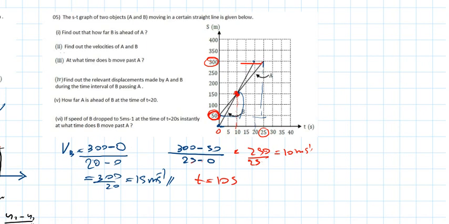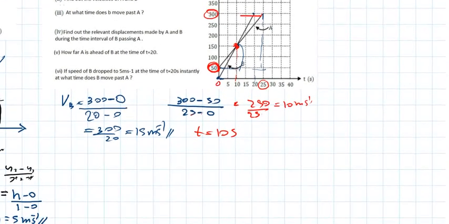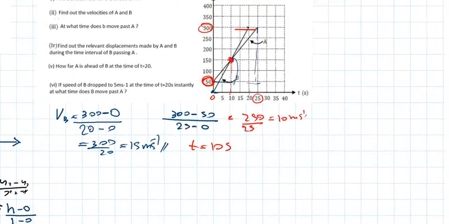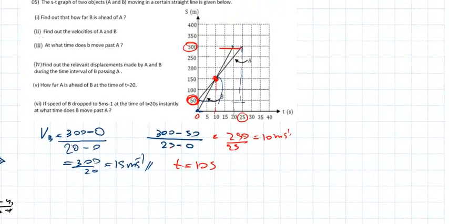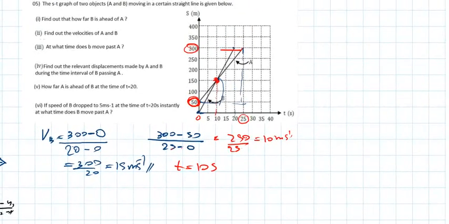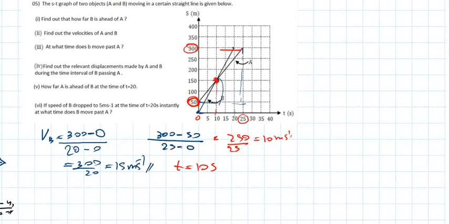At 20 seconds, they ask how far apart they are. The letters have been swapped a bit, so B is ahead of A; ignore these small printing mistakes. See, at 20 seconds A is at some 250 meters and B is at 300 meters. The gap is like 50 meters.